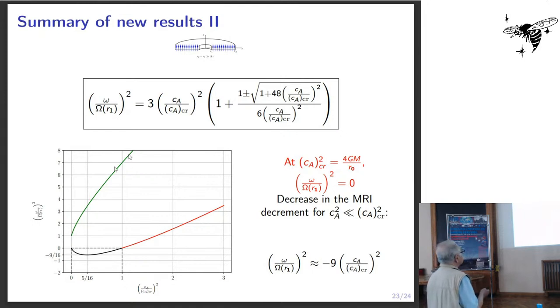One mode with this plus sign is an oscillatory mode, and this minus sign we have only in this region. In this region there is instability of MRI; in the other region the MRI is stable. In this region, omega squared is more than zero. Yes, we have some results.